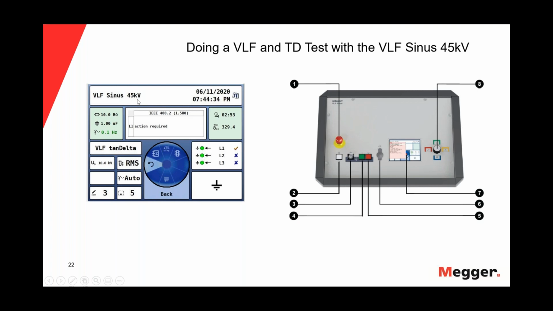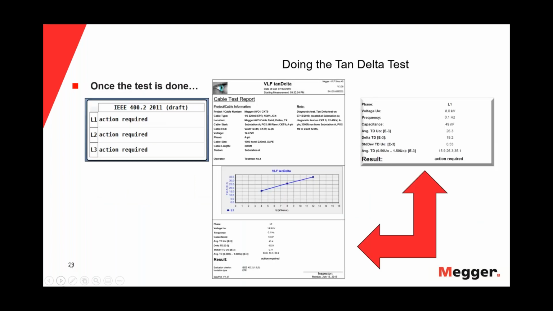So here it's a BLF Sinus 45 unit, and it has a date and time stamp for you so that you never lose that data. The standard that you'll be using in this particular case is 400.2, 1.5 times. L1 action required. Of course, here's the BLF tan delta, and this is your jog wheel as you use your mouse. It's telling you the phases that you've already done, that you're grounded, and so on and so forth. This is doing a tan delta test. This is an actual data sheet. So once the test is done, of course, it's going to give you this automatic IEEE 400.2 standard assessment for you.